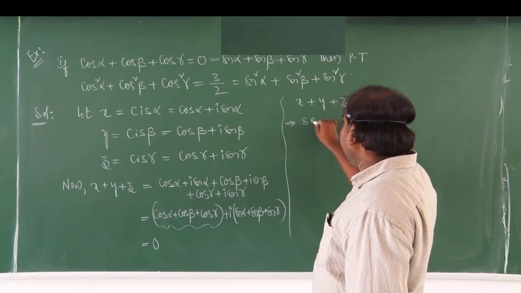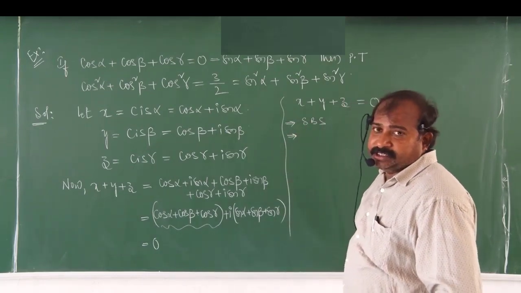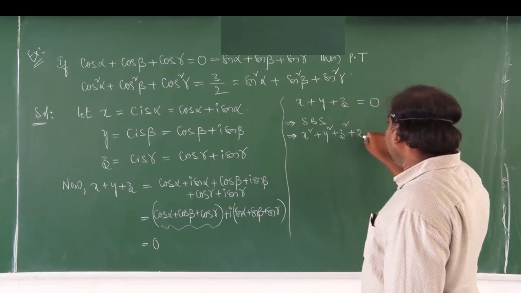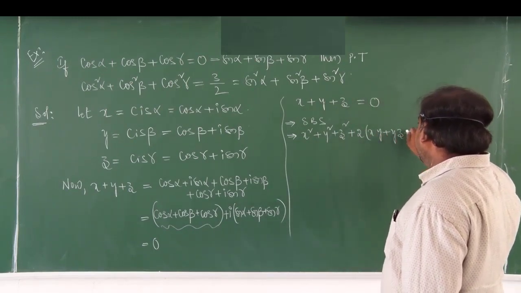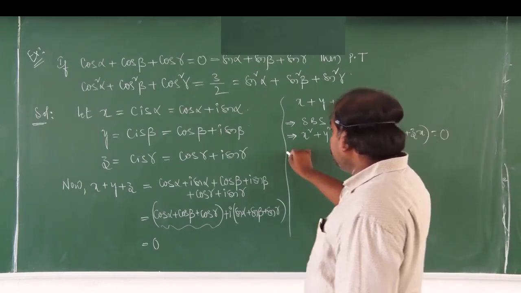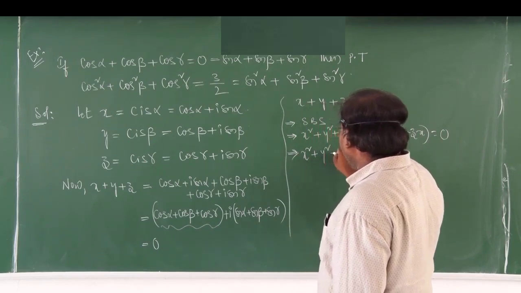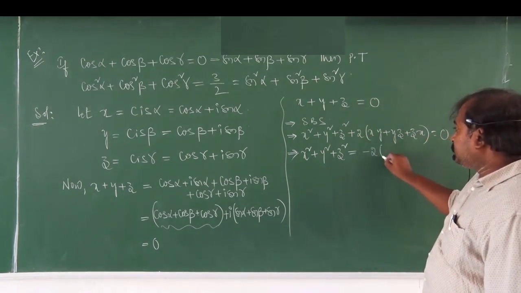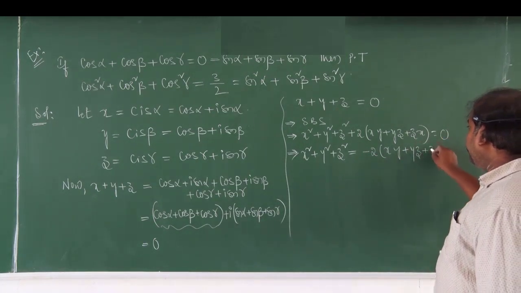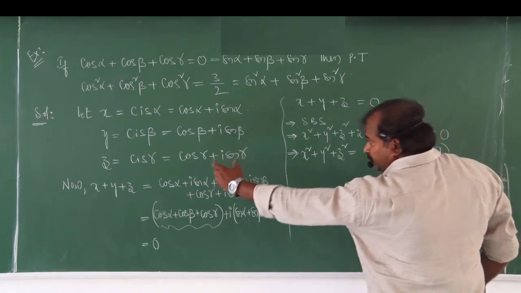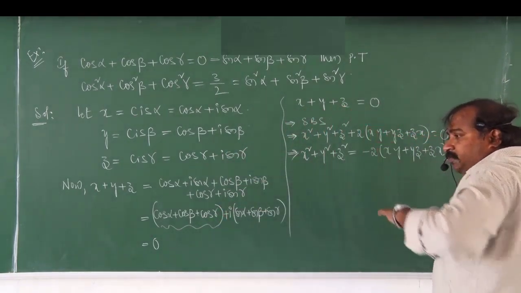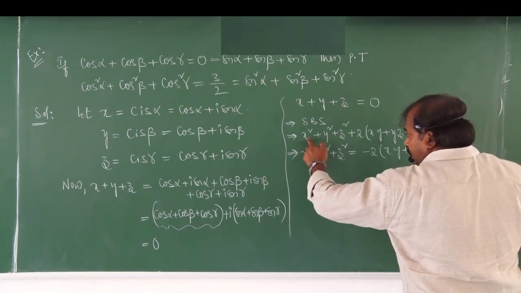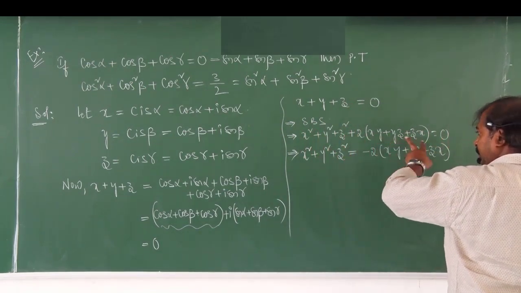Now squaring on both sides. If I square both sides, then what can I get here, tell me? X square plus y square plus z square plus 2 into xy plus yz plus zx is equal to 0. So from this one, x square plus y square plus z square equals, bring this value to this side, then minus 2 into xy plus yz plus zx. Got it? Here in this result we got x plus y plus z is equal to 0. Now squaring on both sides, a plus b plus c whole square, I can get x square plus y square plus z square plus 2 into xy plus yz plus zx equal to 0.